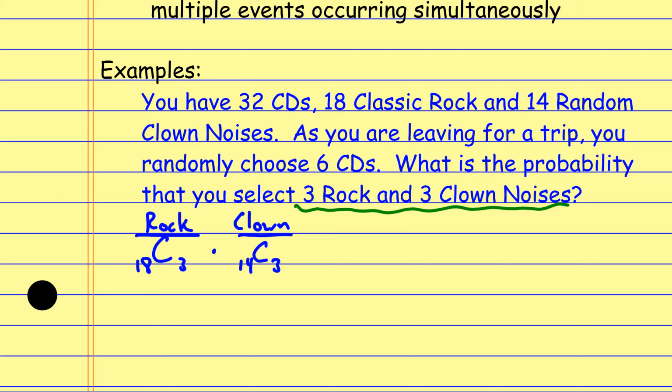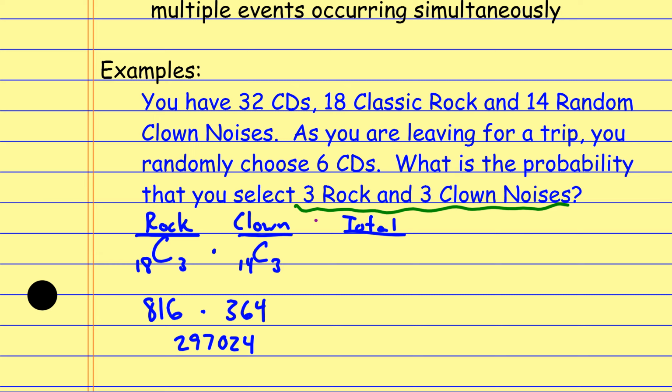And so I just go to my calculator, I'm going to punch these in. So for this first one, I get 816. The next one, when I punch it into the calculator, I get 364. And now I'm just going to multiply those. So I get 297,024 here. And so that's how many ways I can get those 6 specific things. But now if I want to do probability, I have to put that over the total number of outcomes. So once again, I'm just going to do a combination. So the combination for the total.